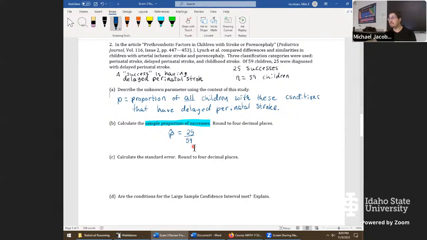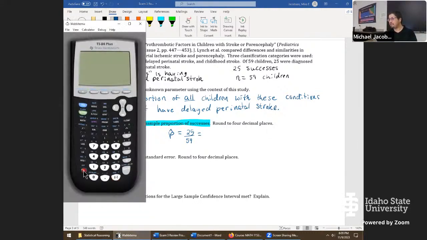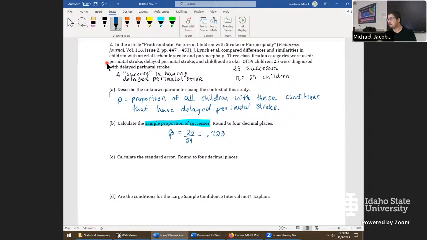I think we did that once in chapter 10, but if it's indicating to round, then we might as well just round this thing. So now 25/59 taken to 4 decimal places, we'll have 0.4237. So as it stands, we can say our best one number estimate of the proportion of these children that are having the delayed perinatal stroke is about 42%. But there's more to the story. There's an error in that estimate.